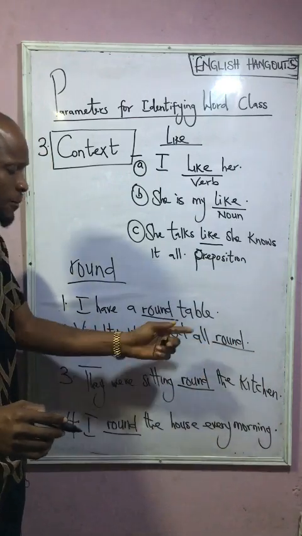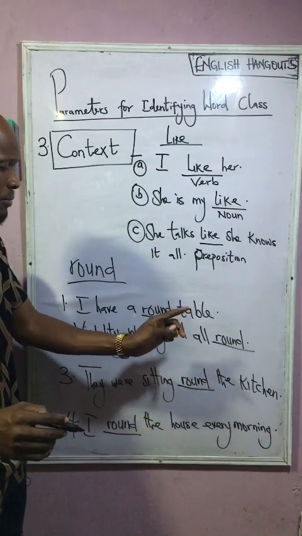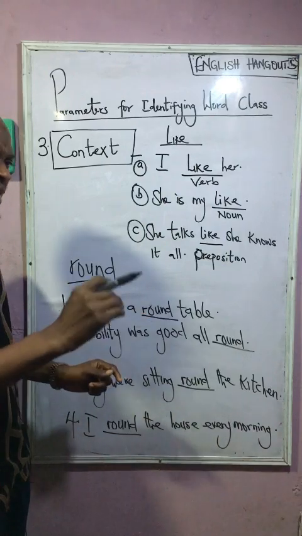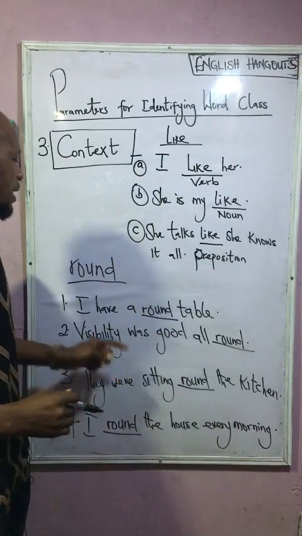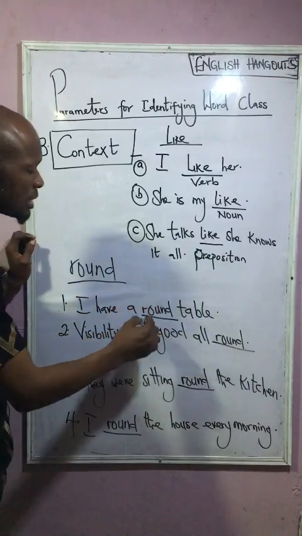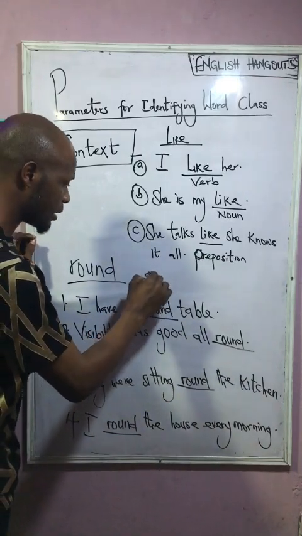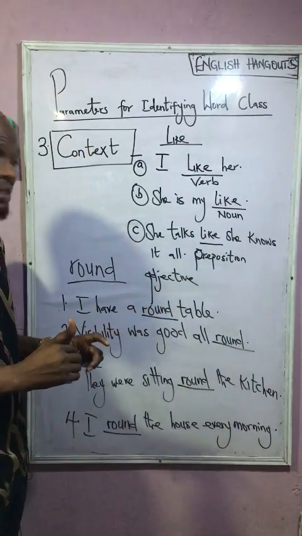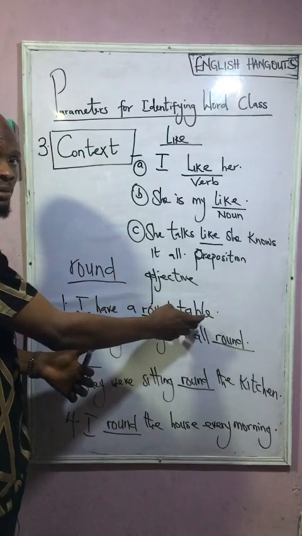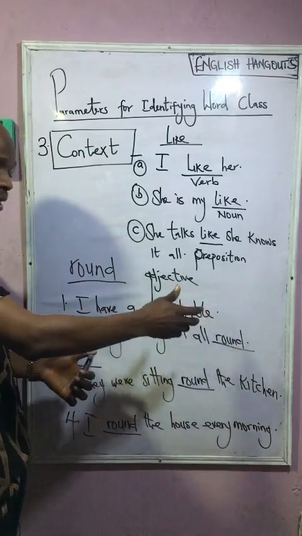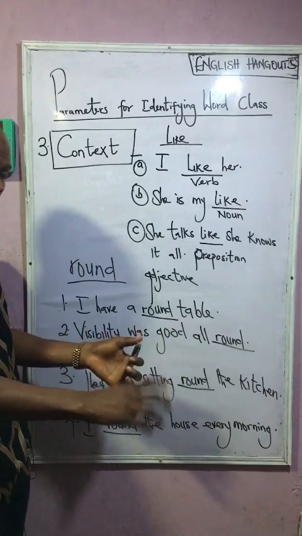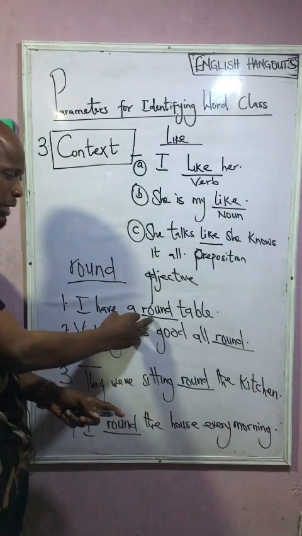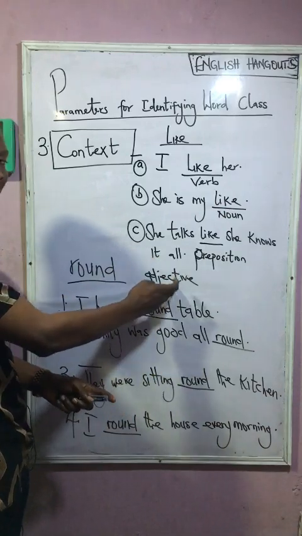Each of those items has a different implication. For example, I have a round table. The round here is functioning as an adjective. It is qualifying this particular noun. It is telling us more about this table: that the table is not vertical, but a round one. This prompts this particular round to be an adjective.